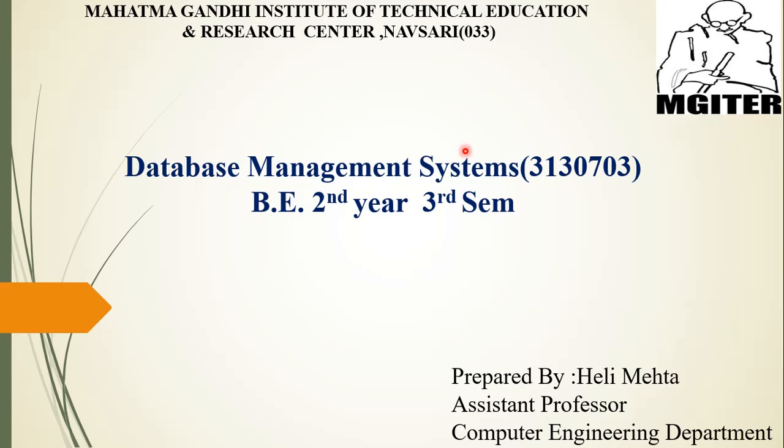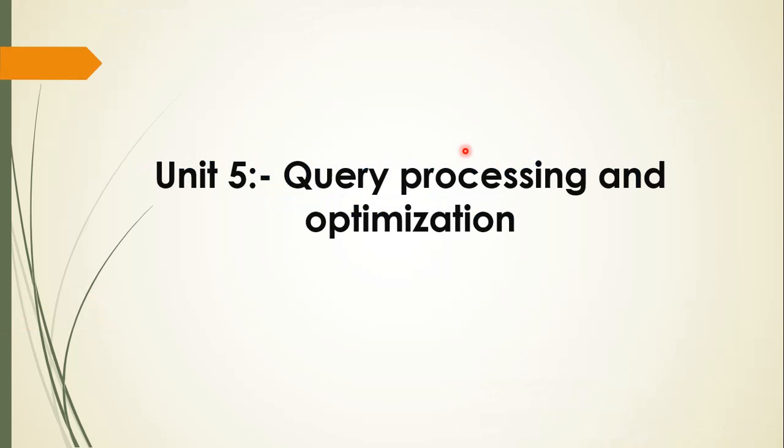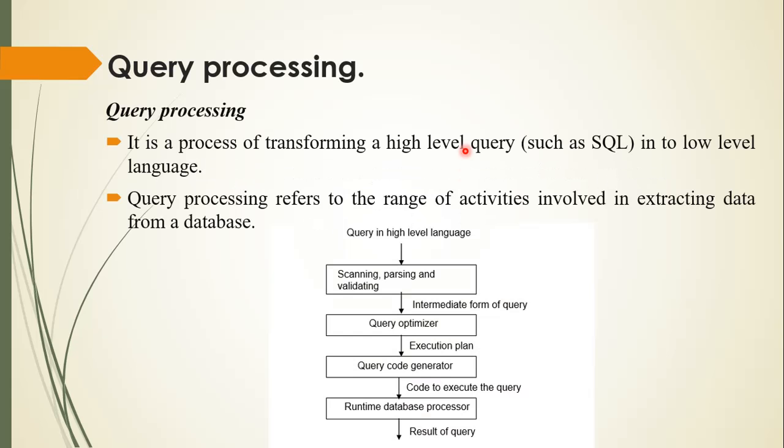Our subject is Database Management System. Our unit is fifth, that is query processing and optimization. So first is query processing. Query processing is a process of transforming a high level query into a low level language. So we are transforming our SQL command, our query, into low level language.